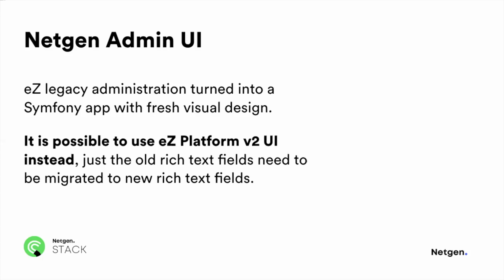The only thing that you need to do is migrate the old rich text fields into the new rich text fields. That's the main reason why you cannot use them both at the same time. So you need to choose either the admin UI or the Ibexa Platform UI. Definitely you can choose whatever you like. If you are using the Ibexa Platform UI, you need to migrate the content types definition, as I already said. And you can then remove the Netgen admin UI with the whole legacy bridge and legacy kernel.